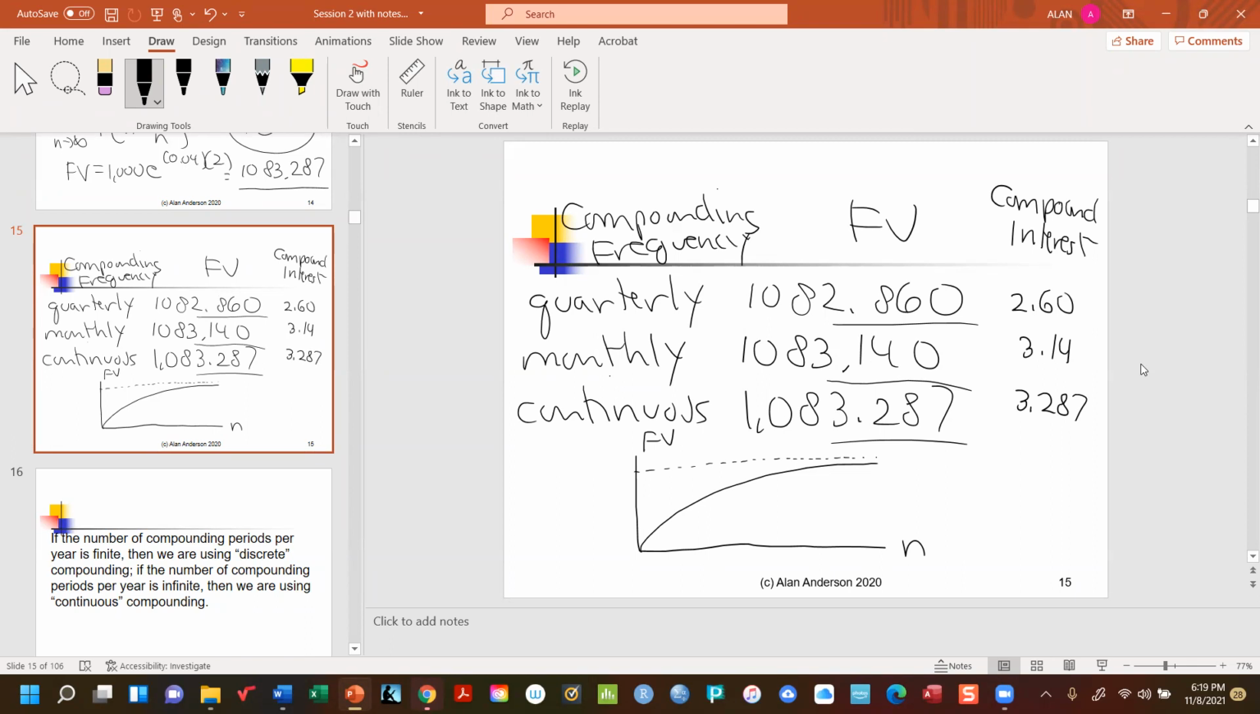So yes, as you increase the compounding frequency, the compound interest is going up, but it's actually growing at what we would say is a progressively decreasing rate. In fact, if you did this enough times and plotted it out, you can see that we reach a limit where that dashed line is. That's our continuous compounding.